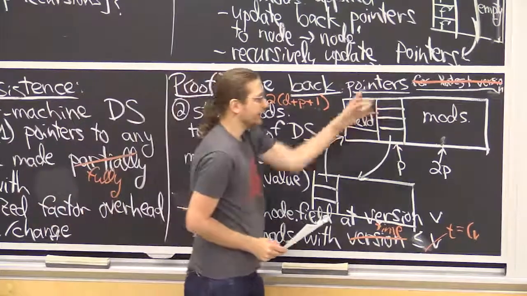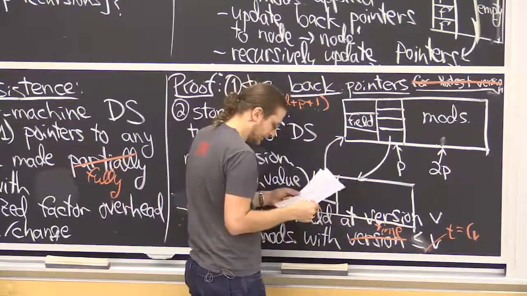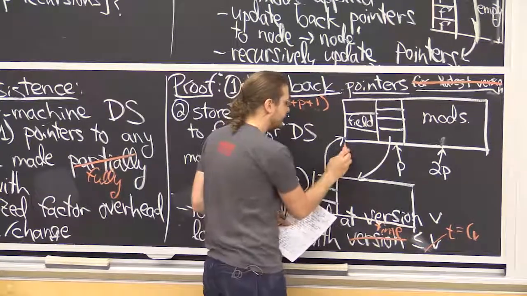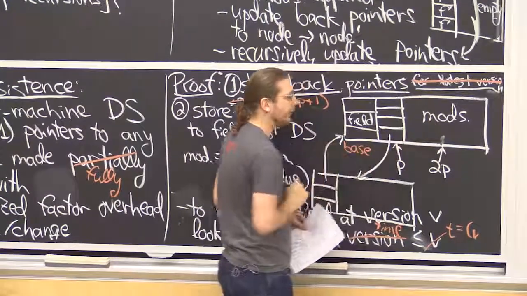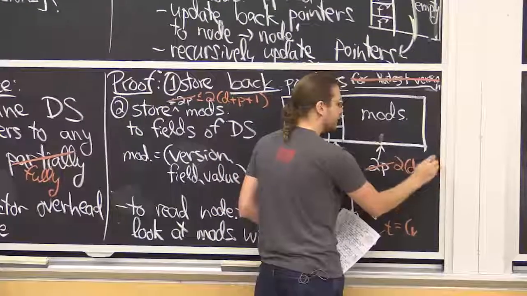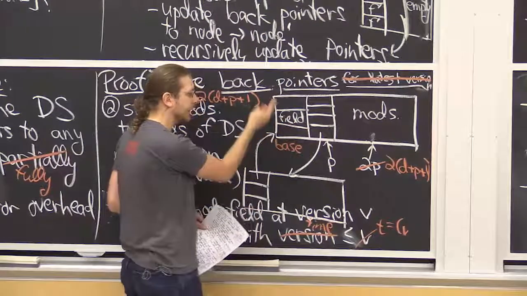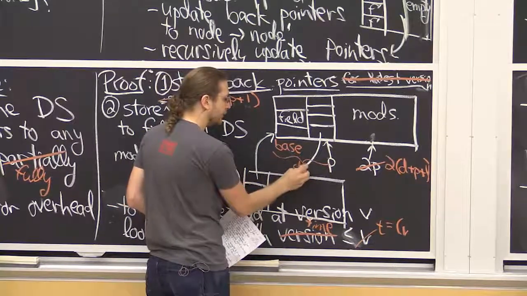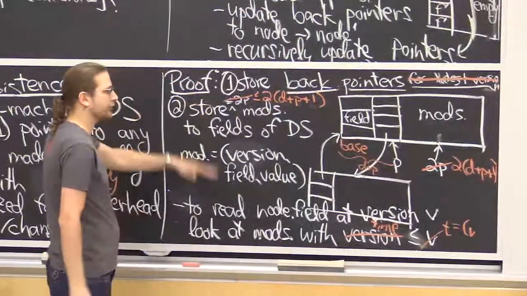So the nodes are going to look the same. There's a version over here, which I'm going to call the base version, just to have a word to distinguish it from the mods. And now this is going to be 2 times d plus p plus 1. Here we're storing the forward pointers and the backward pointers and any other data items values. But the total size here is d plus p. Okay, so otherwise the data structure is going to be the same.